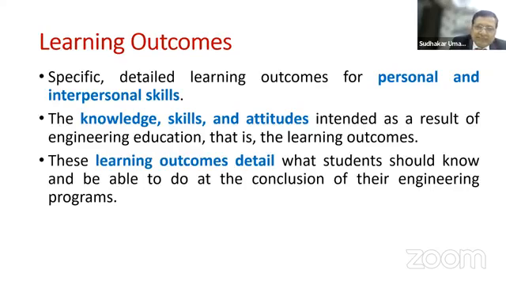We have three things that are called the triangle of education. What is the triangle of education? That is, first is knowledge, second is skills, and third is attitudes. The knowledge, skills, and attitudes intended as a result of engineering education, that is the learning outcomes. So all three are very important and are called learning outcomes. These learning outcomes detail what students are to know and be able to do at the conclusion of their engineering programs.